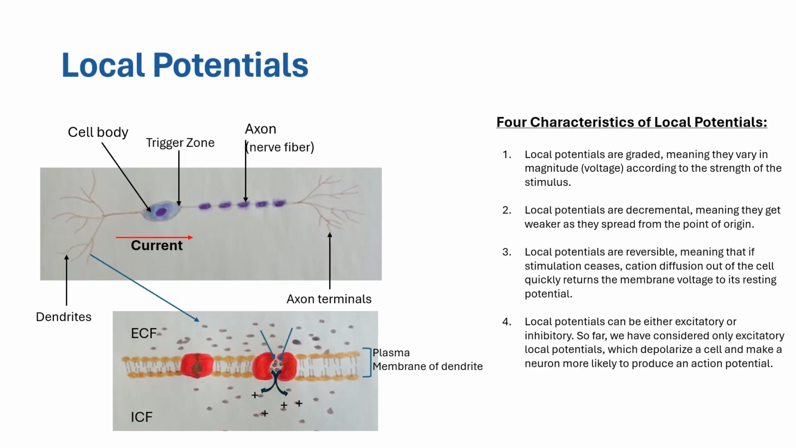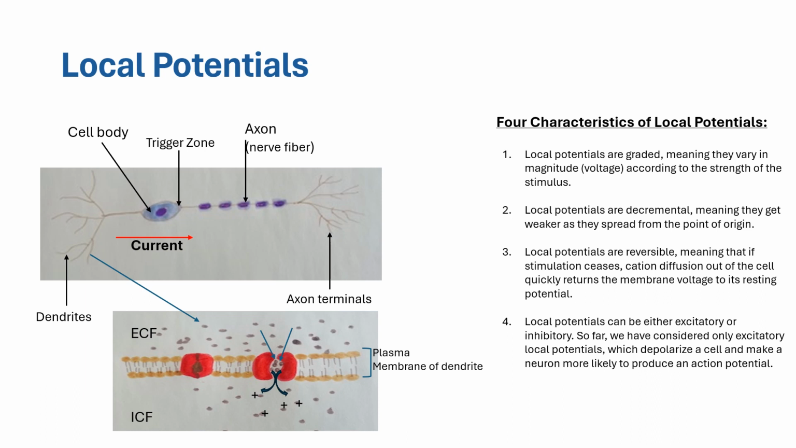Local potentials. The response starts at a dendrite, spreads through the cell body, travels down the axon, and ends at the axon terminal. The incoming positive sodium diffuses for short distances along the inside of the plasma membrane, creating a wave of depolarization that spreads out from the point of stimulation.